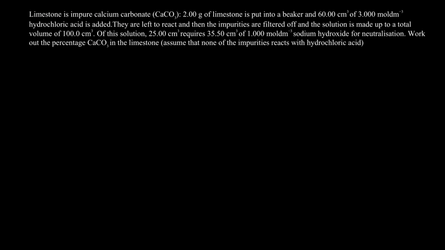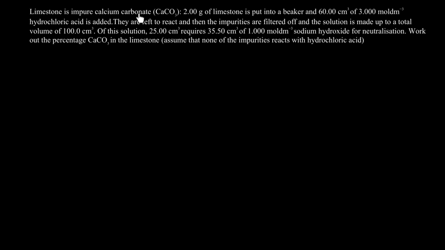The next question says that limestone is impure calcium carbonate. 2.00 grams of limestone is put into a beaker and 60 cm³ of 3 mole per dm³ hydrochloric acid is added. They are left to react and then the impurities are filtered off and the solution is made up to a total volume of 100 cm³. So we have 2 grams of limestone, that is impure calcium carbonate, and to this we add 60 cm³ of 3 mole per dm³ hydrochloric acid.